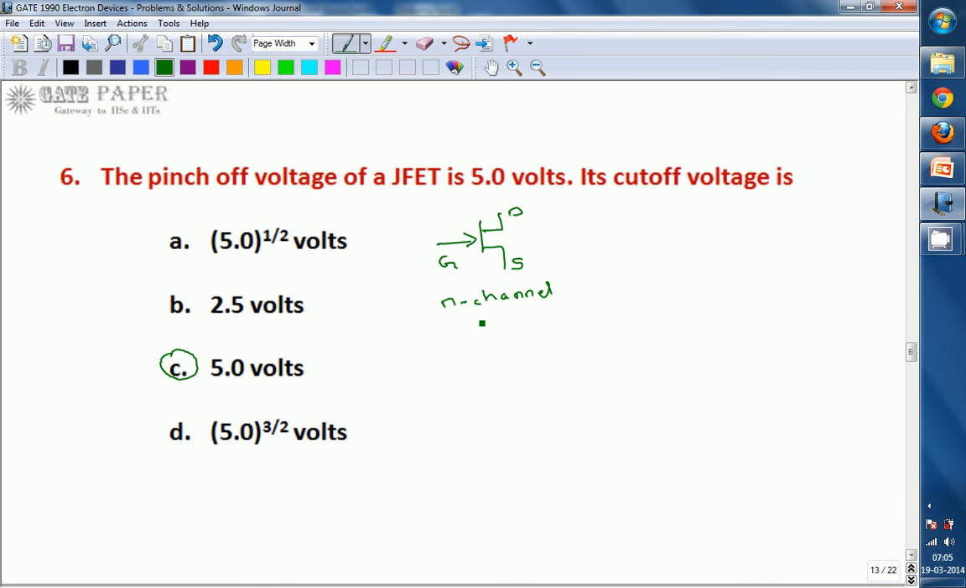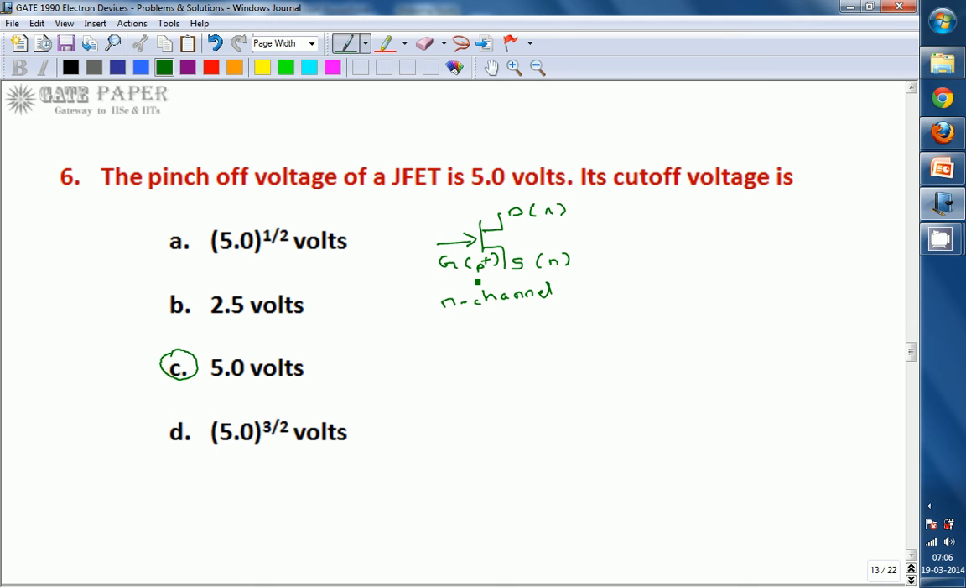The arrow on the JFET shows the conventional current direction whenever the gate source junction is forward biased. Drain is of N type and source is of N type for N channel, and gate is of P plus nature. So gate is of P plus type and drain and source are N type for the N channel. Exactly opposite is true for the P channel.